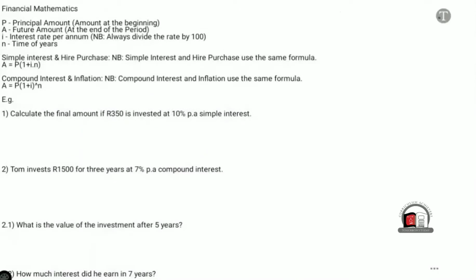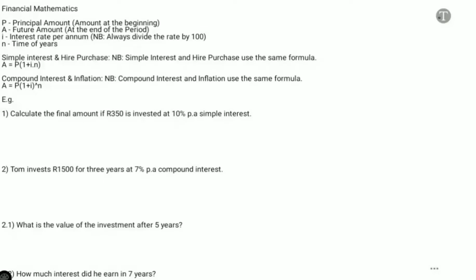All right, so the acronym spells PAIN, as in somebody is in pain. If you'd like to remember the four important things when it comes to financial maths, just remember PAIN. Not that maths is painful, maths is beautiful. The P stands for the principal amount. This is the amount at the beginning, the original amount that was invested or borrowed at the beginning of the period.